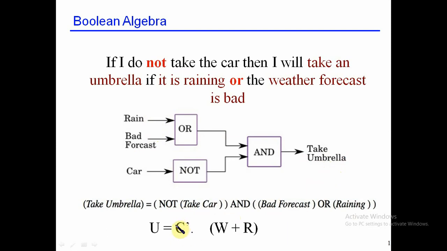Here C means we have taken the car, and that sign indicates the complement sign, meaning NOT gate. Otherwise we also call it the complement. That dot indicates the AND gate sign, and as we already saw, the plus sign indicates the OR gate sign. W means bad weather, R means raining. These are the given arrow indications: NOT, AND gate and OR gate.